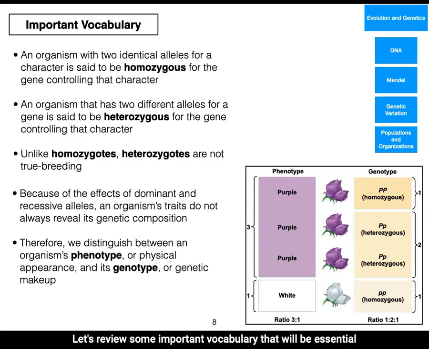Let's review some important vocabulary that will be essential for your knowledge of genetics. First, homozygous. Homozygous is an organism with 2 identical alleles for a character or trait. An organism that has 2 different alleles for a gene is said to be heterozygous for the gene that is controlling the character or the trait. Homozygous organisms or individuals are considered to be true breeding. Heterozygous individuals or organisms are said to be not true breeding.